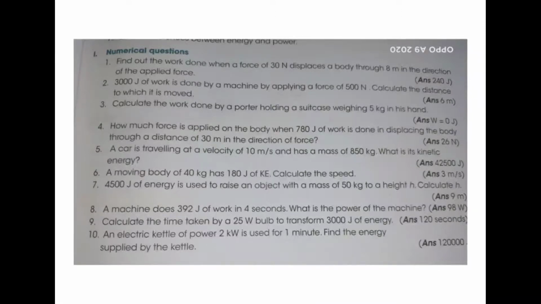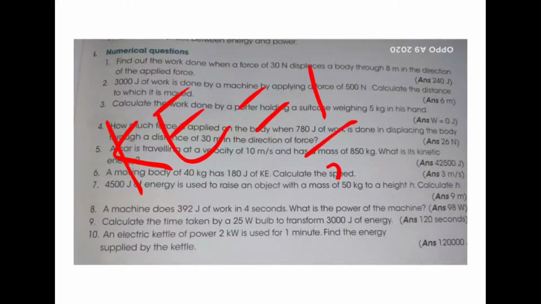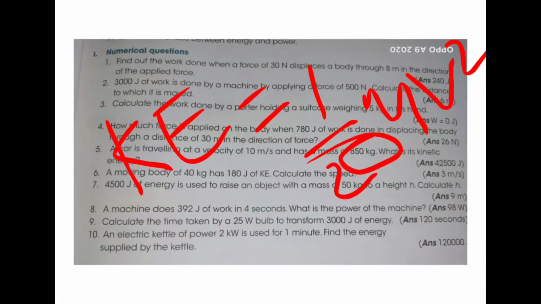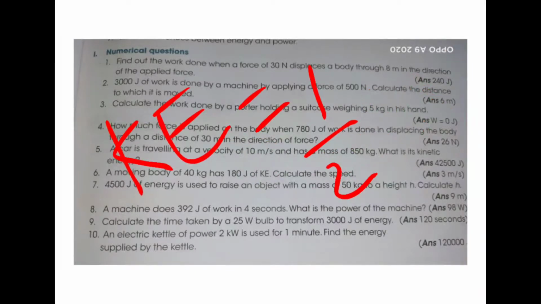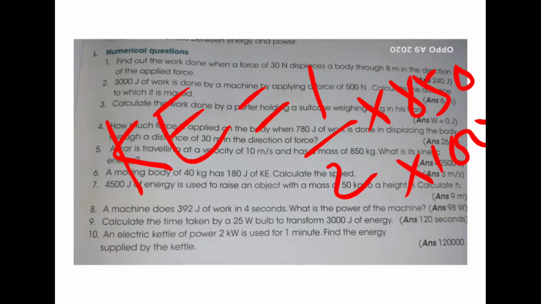Question number 5. A car is traveling at a velocity of 10 meter per second and has a mass of 850 kg. What is the kinetic energy? Substitute in the formula. Kinetic energy equals half mv square, right? In place of mass, you put 850. In place of velocity, 10 square, that means 10 into 10, 100. So half into mass, which in question number 5 is 850, into 100. Now cancel this, so 50 into 850 you multiply, you will get the answer.